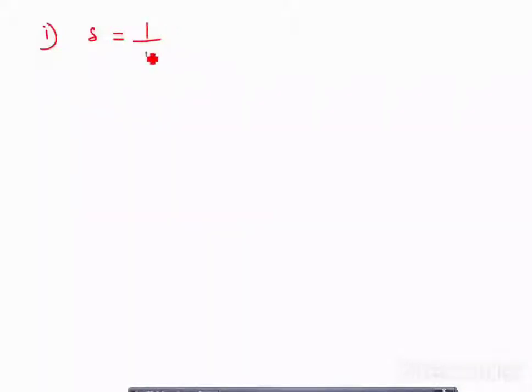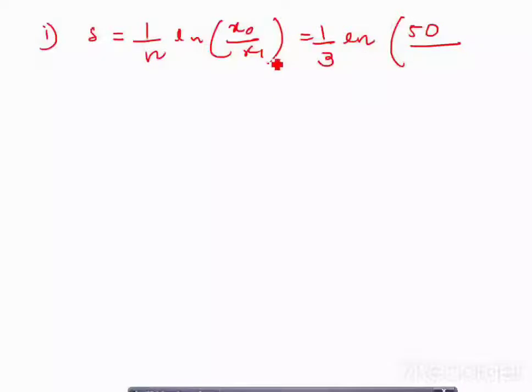So how do we find it? Delta is equal to 1 upon n into ln of x0 upon xn. So this is 1 upon 3 into ln of x0 upon x3. What is x0? x0 is 50. It is the ratio of initial amplitude upon final amplitude that we consider. So 50 upon 35. From this I will get delta is equal to 0.118.